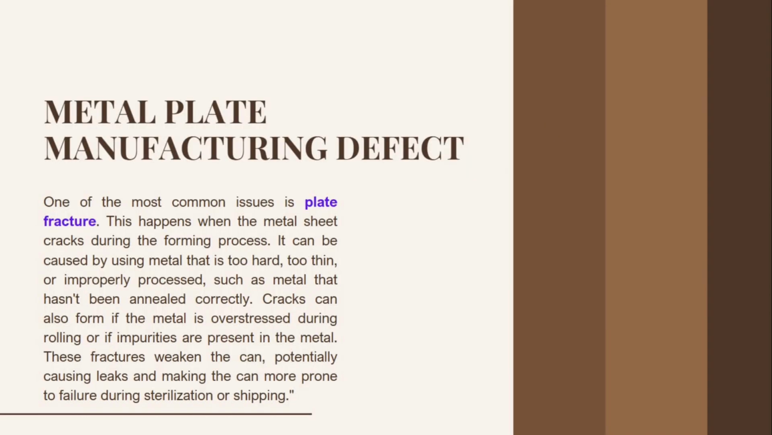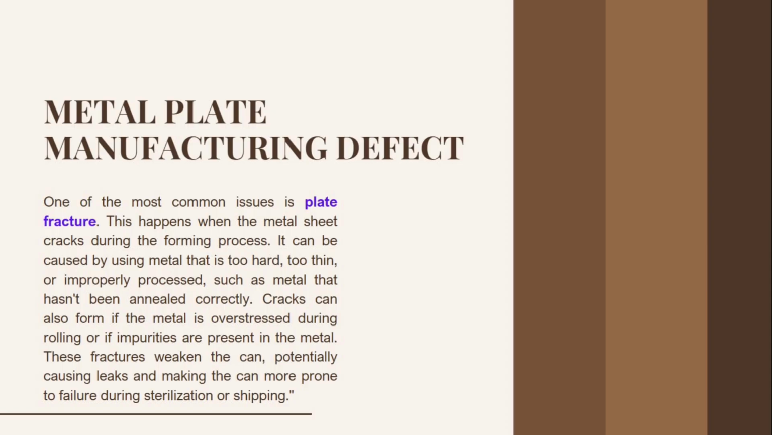First, we have the metal plate manufacturing defect. One of the most common issues is plate fracture. This happens when the metal sheet cracks during the forming process. It can be caused by using metal that is too hard, too thin, or improperly processed, such as metal that hasn't been annealed correctly. Cracks can also form if the metal is overstressed during rolling or if impurities are present in the metal. These fractures weaken the can, potentially causing leaks and making the can more prone to failure during sterilization or shipping.